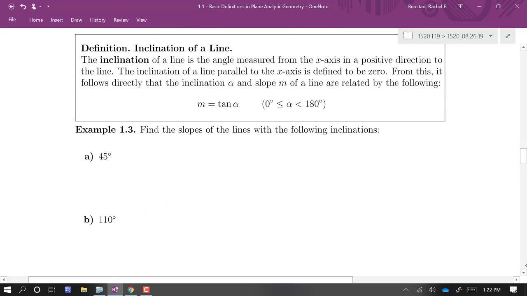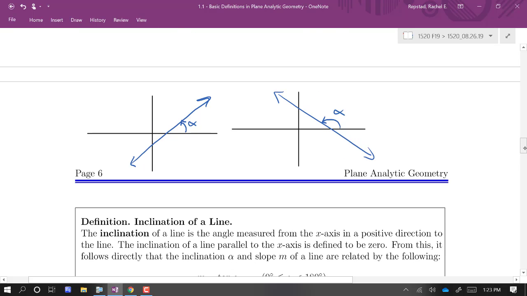Now, the relationship between the inclination and the slope is given right here. The slope is tan of alpha. The reason for that is really just, remember right triangle trig, like SOHCAHTOA? That is basically the only relationship we need here. So if I look at the point where it crosses the x-axis, and pick another point up here, and I drop down a perpendicular, because what else are you going to do in the plane, I get myself a right triangle.